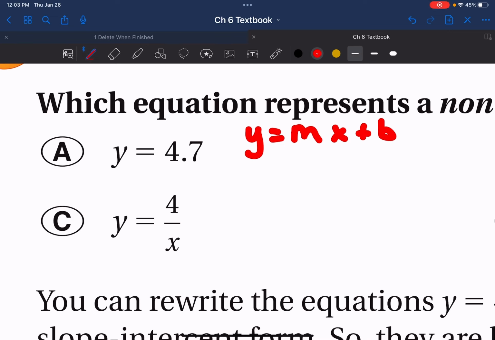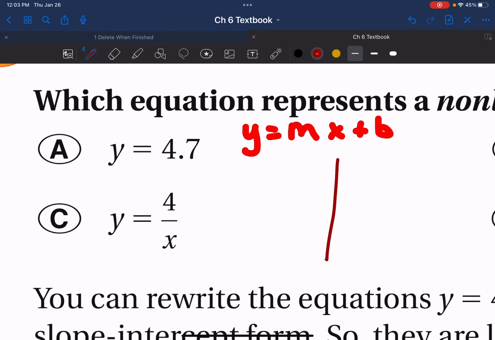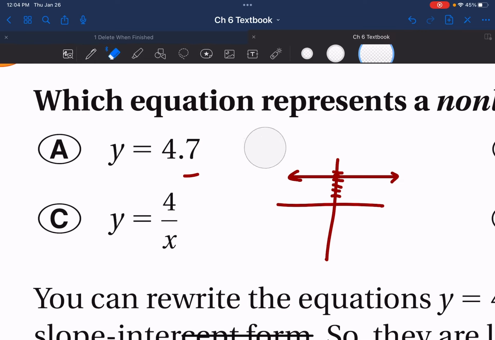Some kids are going to say no, but I want you to understand that just because you don't see the x, that doesn't mean it's not a linear function. It just means that the slope is 0. For example, if I were to graph y equals 4.7, I would go up 4.7, which is almost 5. It'd be right there, and it'd be a straight line right through there, okay? So when you see y equals and then just a number, it actually is a linear function. It's just a flat line, okay? So A is a linear function.